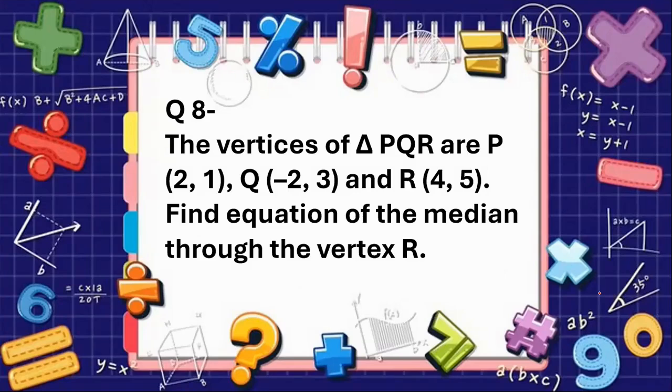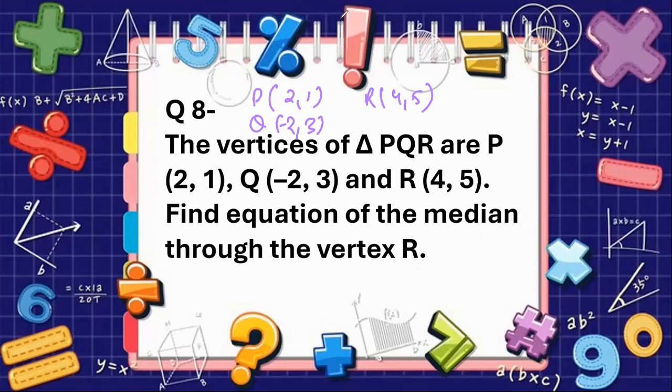Vertices of triangle PQR are P(2, 1), Q(-2, 3) and R(4, 5). Find the equation of the median through vertex R. See here everyone, let's talk about the vertices first. So P is given as (2, 1), Q is given as (-2, 3) and R is given as (4, 5). What they are saying is, you have to find the equation of the median through vertex R.